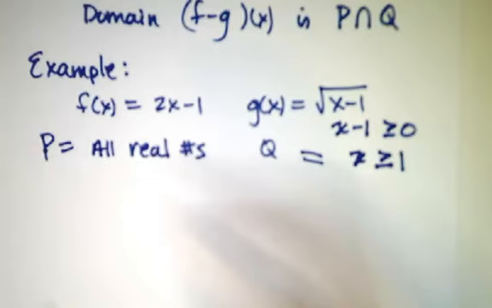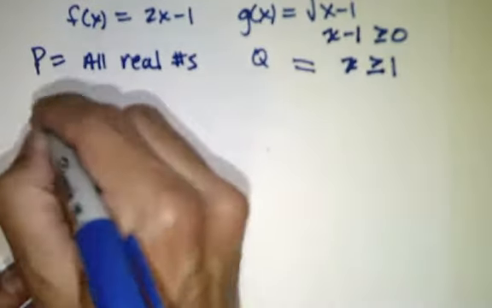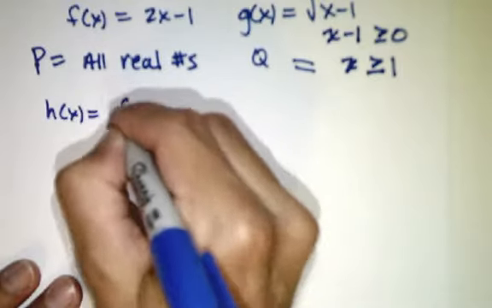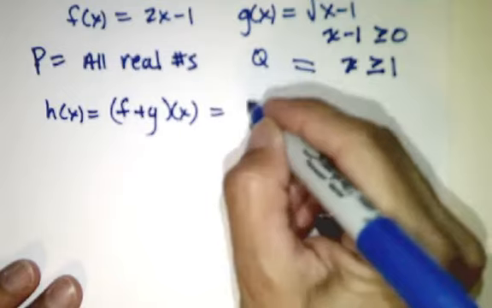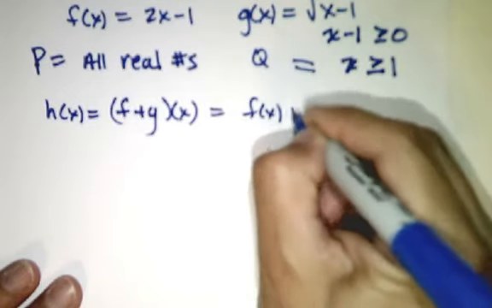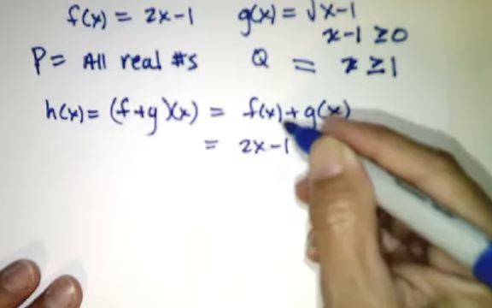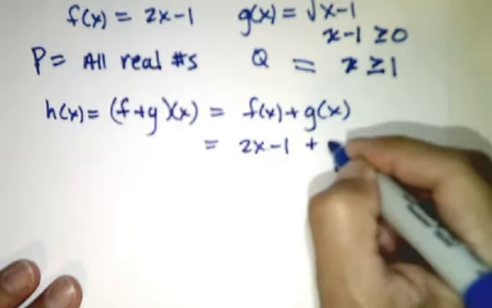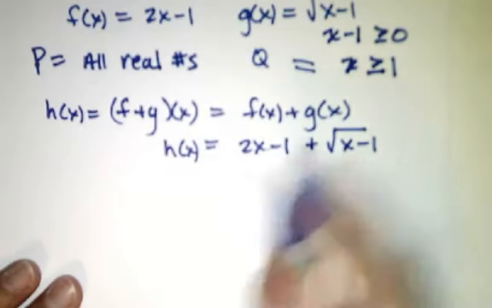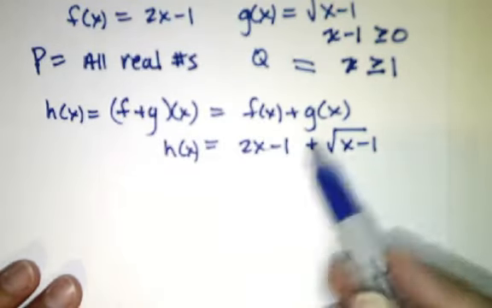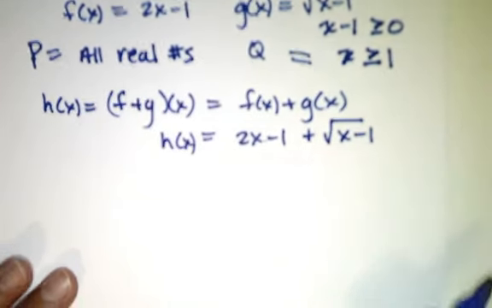So, what is h of x? Let's scoot this up. If h of x is equal to f plus g of x, then that tells us that it's equal to f of x plus g of x, which is equal to 2x minus 1, because that's what f of x is, plus the square root of x minus 1. That is our new function h. We could combine these if we had like terms, but we don't, so we can't.